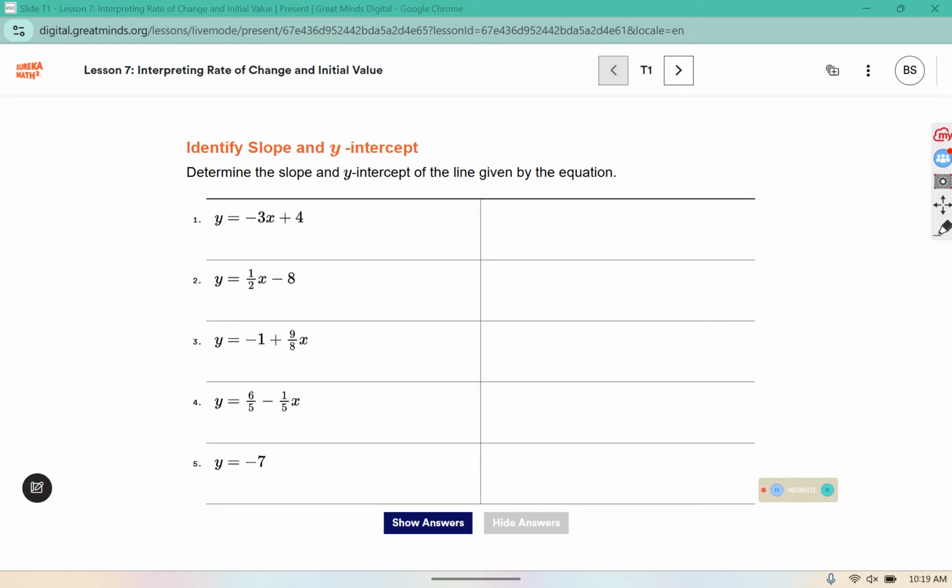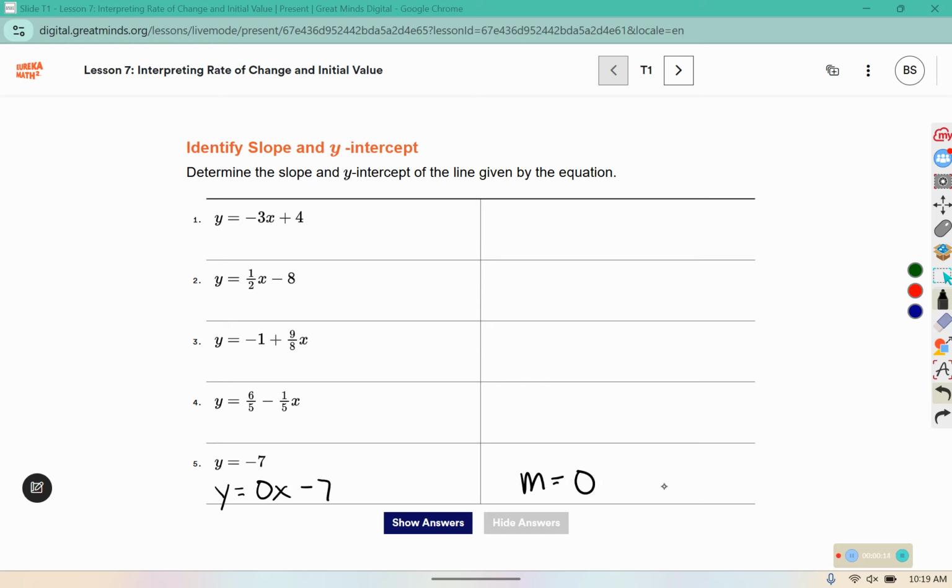Determine the slope and y-intercept of the line given by the equation. In this one, we have y equals what would be 0x minus 7. So the slope is 0, and the y-intercept would be negative 7.